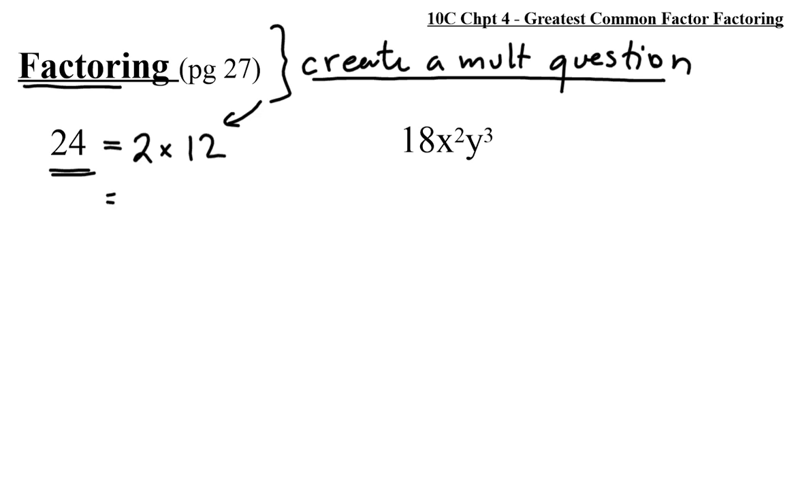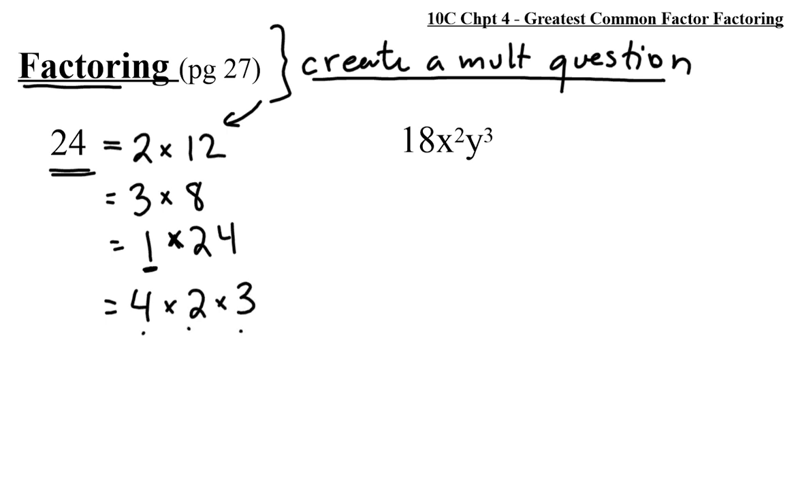Well, there's all kinds of possibilities when it comes to 24. There's 3 and 8. We could even say 1 times 24. As much as a lot of times we say, well, 1 doesn't do anything, there will be times multiplying by 1 does become important. We could also say something like 4 times 2 times 3. We could have 3 factors in the factored form. Factoring is about creating a multiplication question.